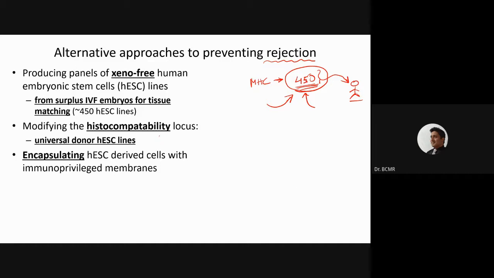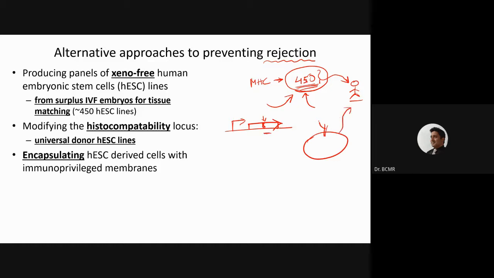Then there is another approach. People suggest that this MHC is a gene, and if we can make some genetic manipulations such that the MHC on the surface does not arouse any immunogenicity when implanted into a patient, right?